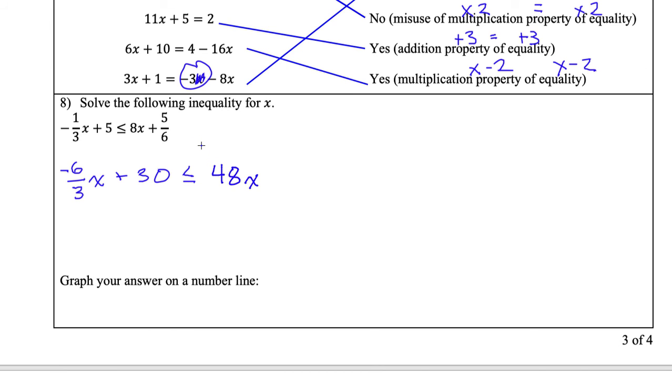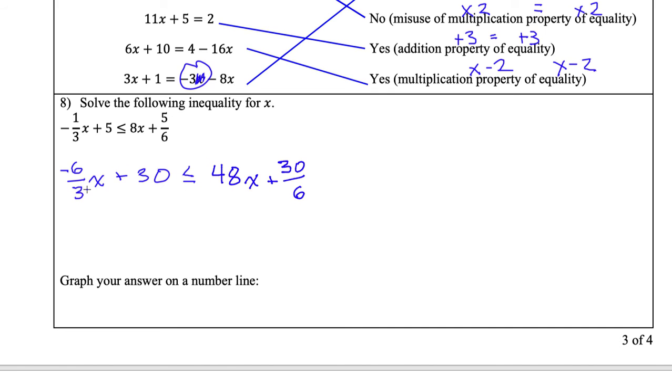I think it's just plus 5. Oh, that's 30, yeah. So 5 times 6 is 30. And I can say 5 times 6 is 30, so plus 30 over 6. And then I can reduce this fraction again.